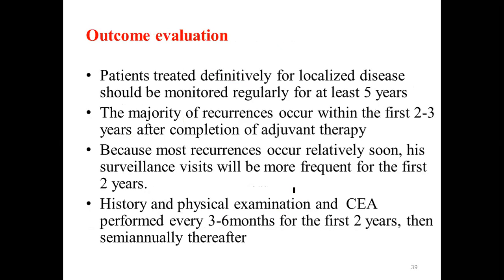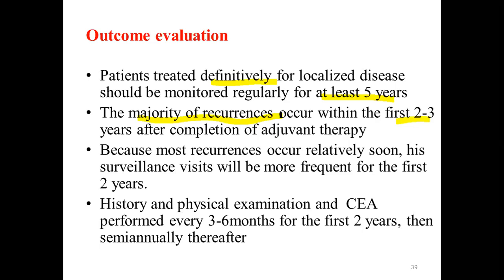Then, how do we assess the outcomes of evaluation? If the patient is treated definitively with localized disease, they have to be monitored regularly, specifically for a minimum of 5 years. Remember, the majority of recurrences usually happen in the first 5 years of definitive treatment, but mostly in the first 2 to 3 years, when recurrence is usually very high. The recurrence rate is usually very high in the first 2 to 3 months after completion of adjuvant therapy.